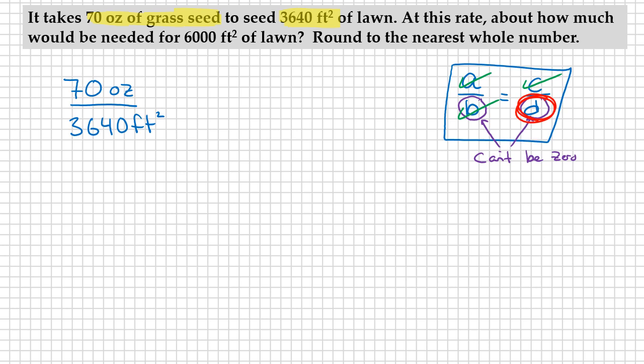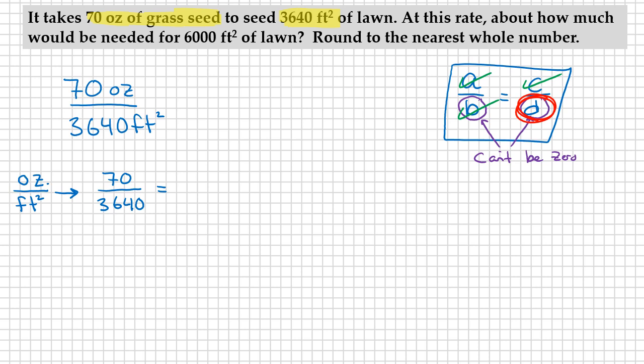To solve a proportional equation, in this case, our fractions look like this: ounces on top, square feet on the bottom. I'm just using ounces on top because it came first in the sentence. You could put ounces on the bottom. It doesn't matter. You just have to be consistent. So each fraction is going to look like this. When we set up our equation, the first fraction is a rate that's given, so we've got 70 over 3,640.